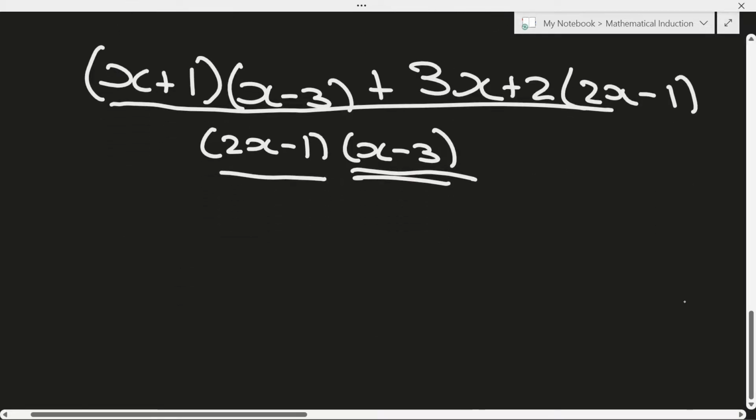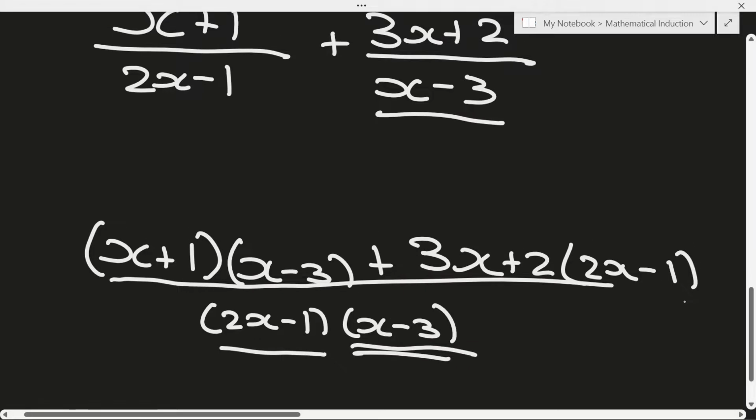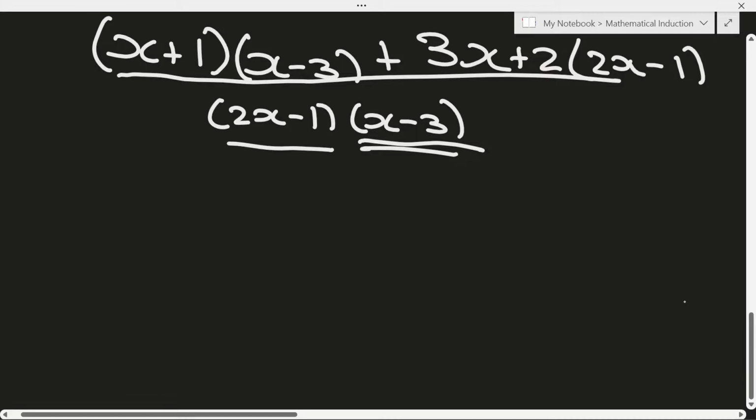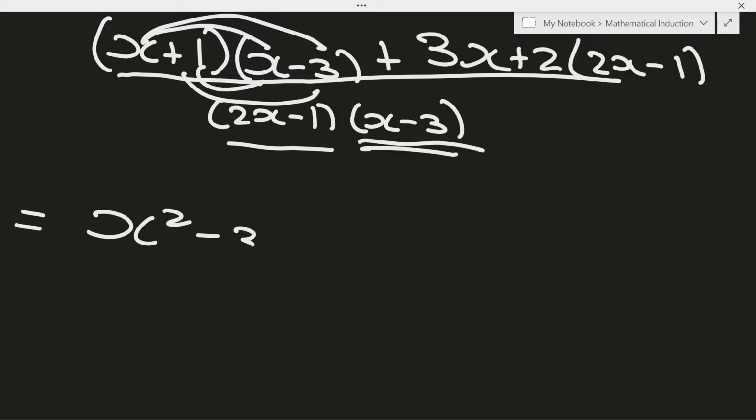Right? I hope you're following so far. All I did was just normal fraction addition. Very, very simple fractions, and I hope that's not too hard. Next, we're going to expand the brackets. By expand the brackets, I mean I'm going to multiply what's in these brackets. This will leave us with x squared minus 3x plus x minus 3.